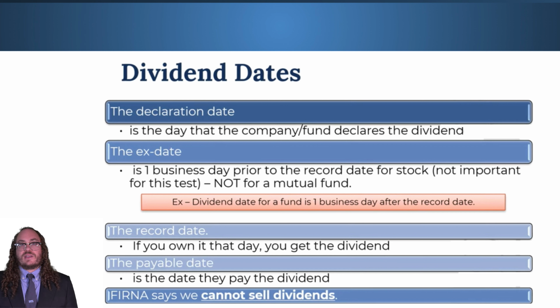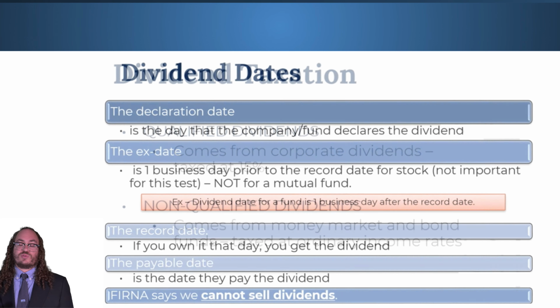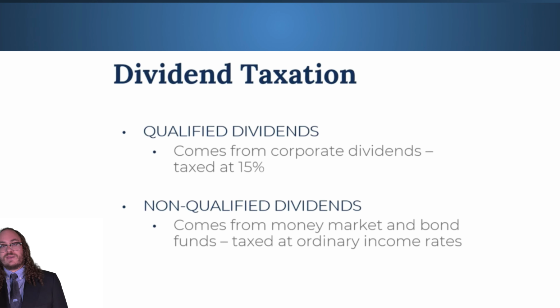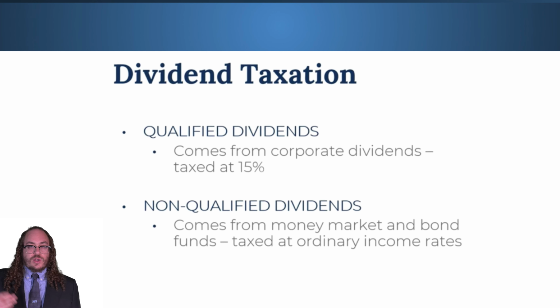The record date is the date that we have to own the fund by in order to get the dividend, and the payable date is the date that they actually write the check. And FINRA says that we cannot sell dividends, meaning we cannot entice a customer with a pending dividend in order to get them to buy a stock. All we're doing by selling dividends is giving the investor immediate tax liability, which would disregard what happened from paying the dividend. So selling dividends is a no-no.